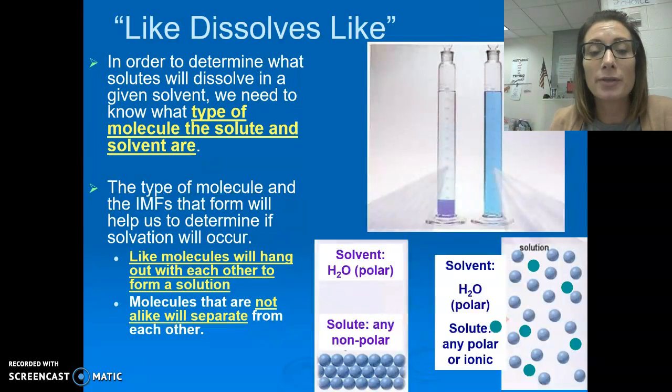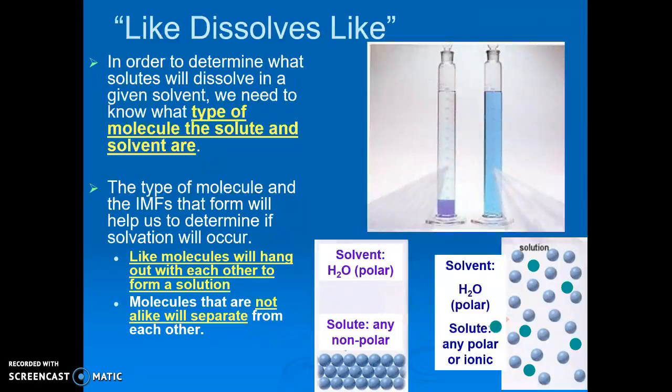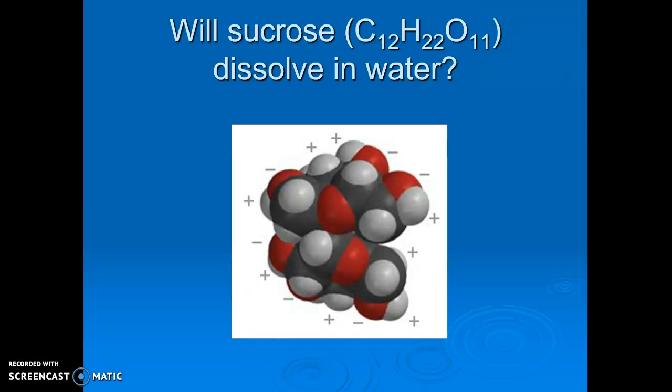So like dissolves like. In other words, polar substances will dissolve in polar solvents. If you have a nonpolar substance, it will not dissolve in a polar solvent. So I have a question for you. I want you to pause and think about it. But do you think sucrose will dissolve in water?